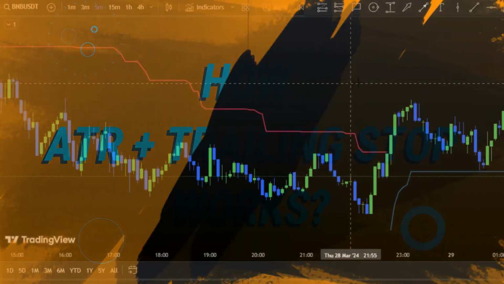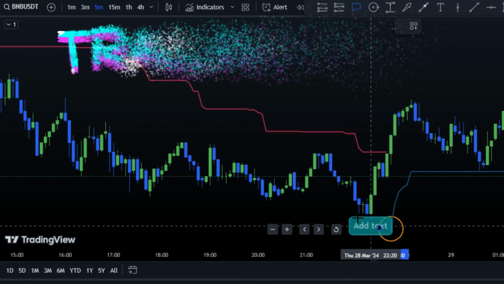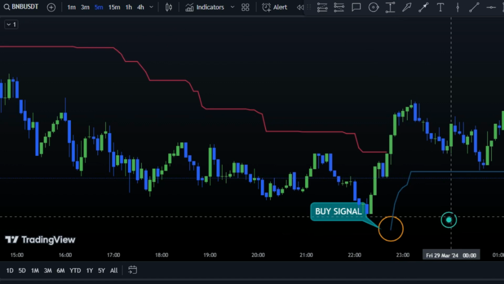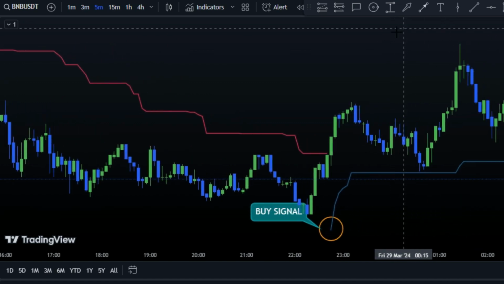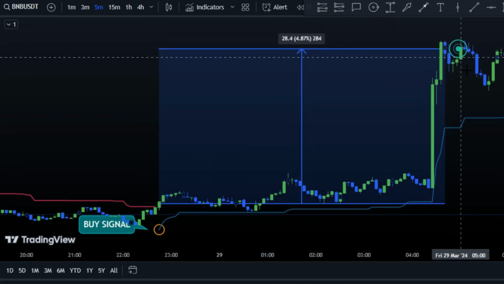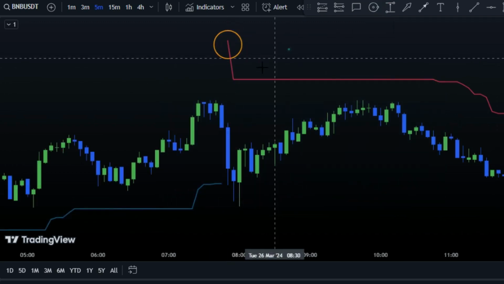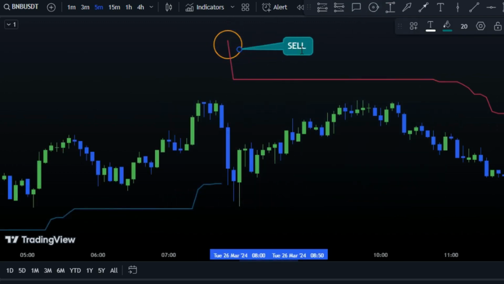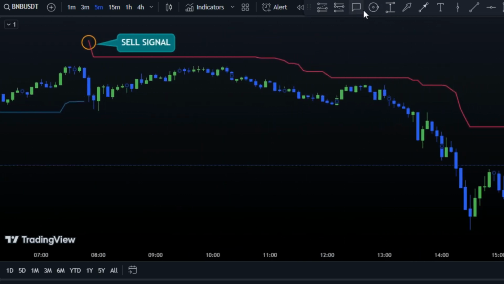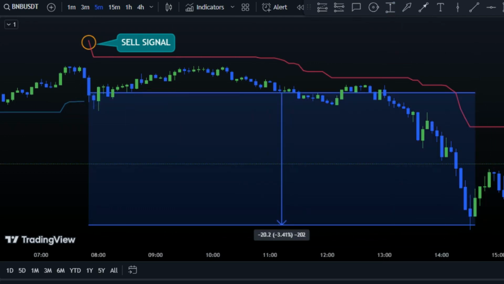your trading game. The ATR Plus Trailing Stop indicator has an impressive feature called trailing mode. In this mode, you'll see an ATR line that dynamically adjusts as the price moves. The line trails the price action until there's a crossover, at which point the indicator flips its position from long to short or vice versa. This adaptability allows you to stay on top of the market's ever-changing conditions and make timely trading decisions.